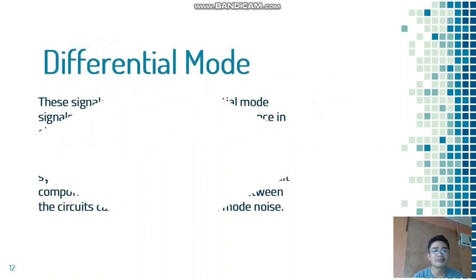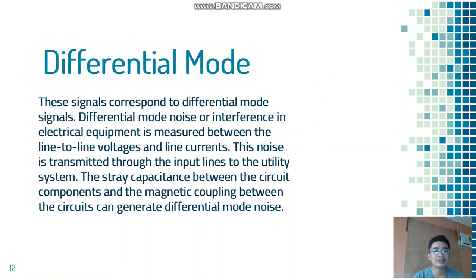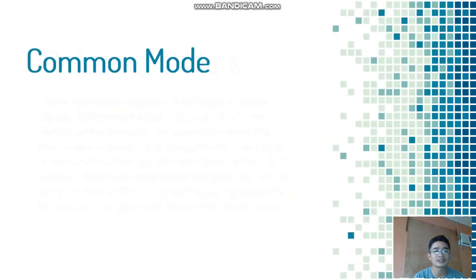What is differential mode? This signal corresponds to a differential mode signal. Differential mode noise and interference in electrical equipment is measured between the line-to-line voltage and high currents. This noise is transmitted through the input lines of the utility system. Stray capacitance between the circuit components and the magnetic coupling between the circuits can generate differential mode noise.